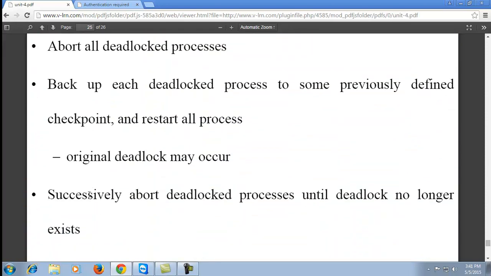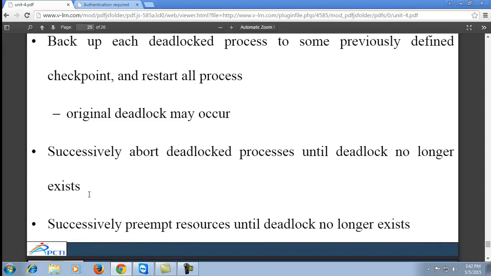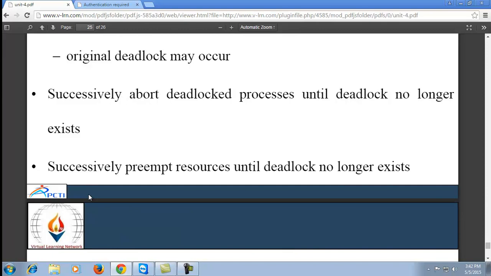In this, we identify all deadlocked processes, which are the causes and which are in a deadlock state. Next, back up each deadlocked process to some previously defined checkpoint and restart all processes. Originally the deadlock may occur. Next, successively terminate deadlocked processes until the deadlock no longer exists in the system. We terminate only those processes and tasks which are the cause of deadlock and which are acquiring the resources that may cause deadlock. By using these steps, we can avoid or prevent our system from entering the deadlock situation. Successively preempt resources until deadlock no longer exists.